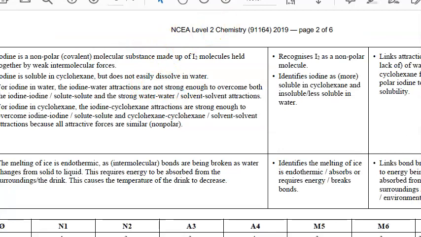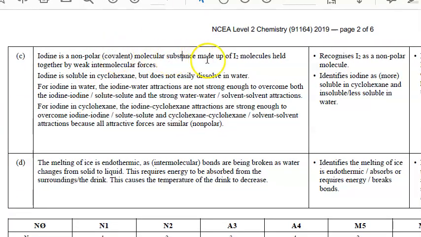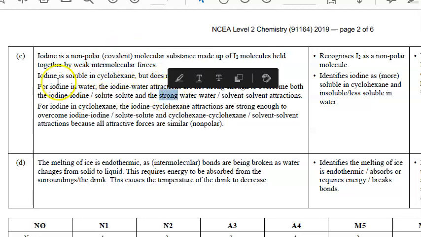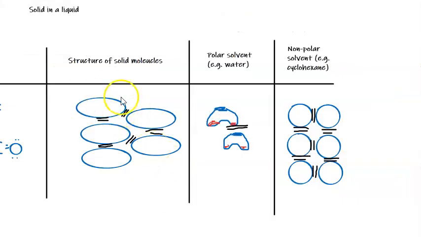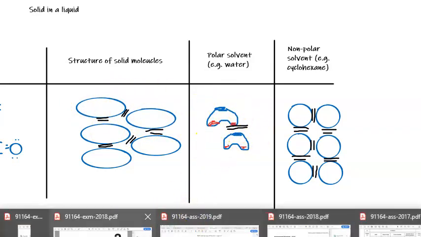So iodine is a non-polar molecular substance made up of iodine molecules held together by weak intermolecular forces. Iodine is soluble in cyclohexane but does not easily dissolve in water. For iodine and water, the iodine to water attractions are not strong enough to overcome both the iodine to iodine, or you could say solute to solute bonds, and the strong water to water or solvent to solvent attractions. So the attractions between the iodine and the water are not strong enough to overcome the attractions between the iodine molecules themselves and between the water molecules themselves.